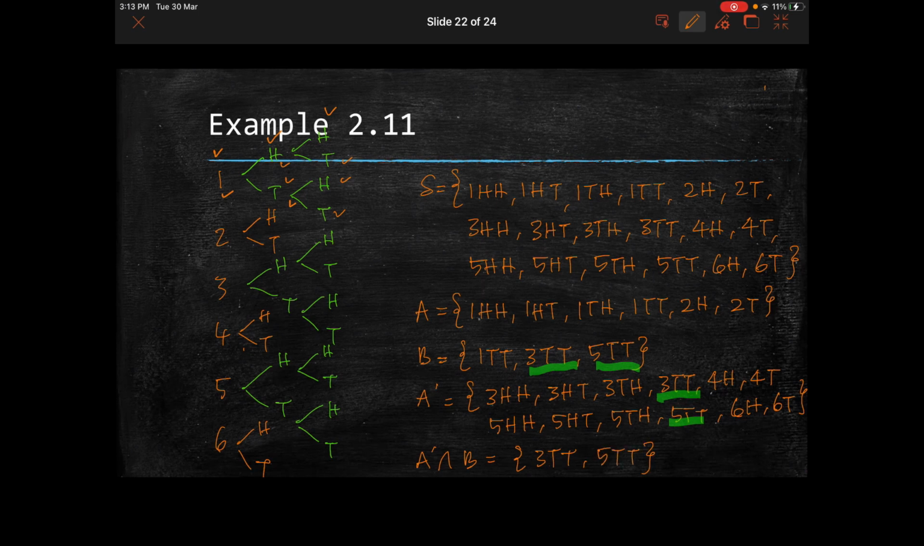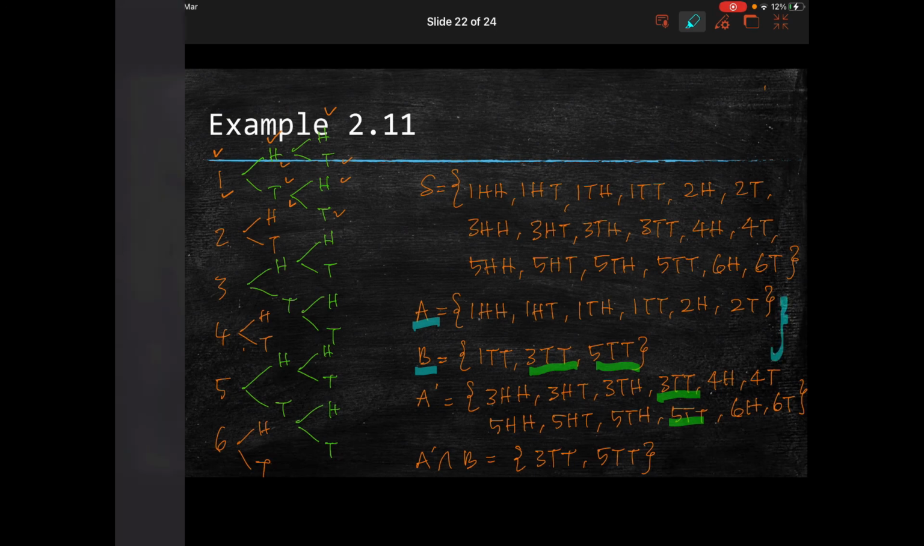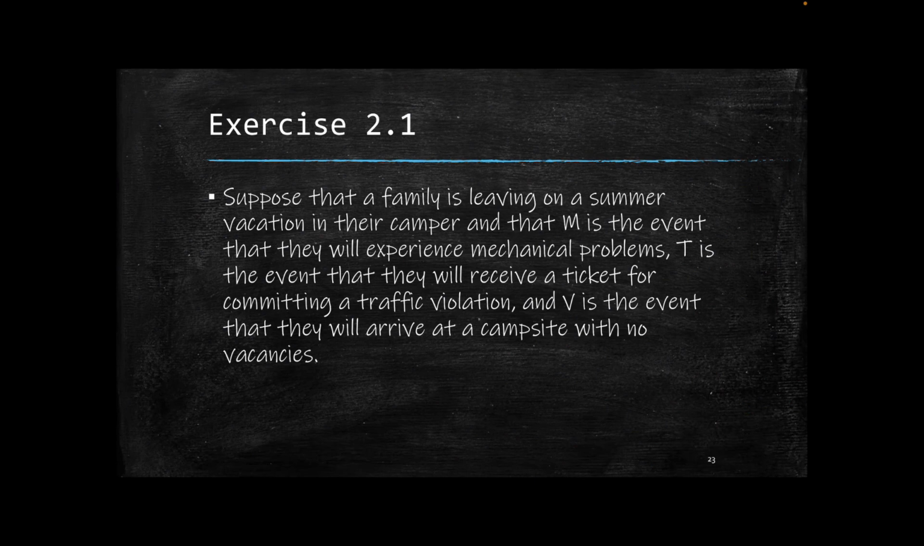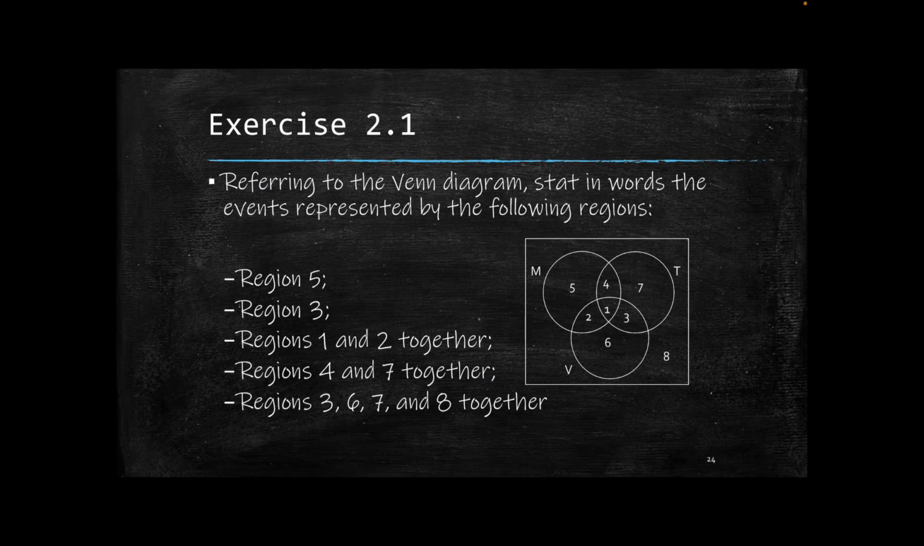And then the final question is A union with B. So A union with B is the combination of these two events. Alright, here is the exercise for you to practice. So we've come to the end of part 1. Until next video, thank you for watching.